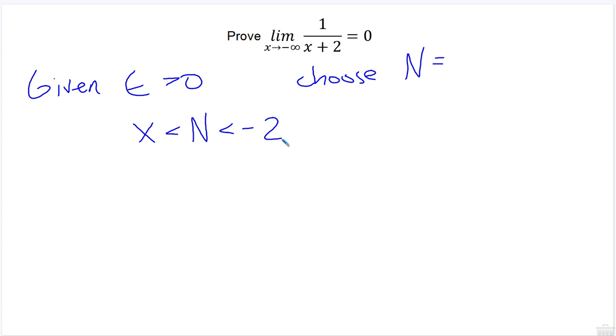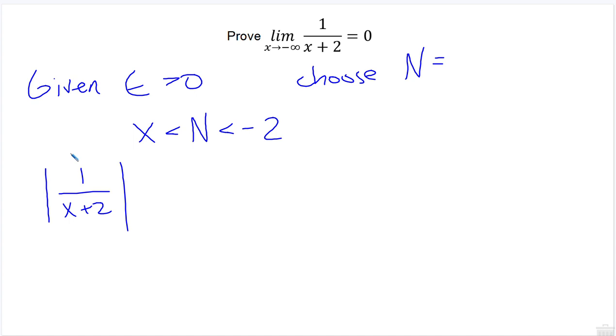And the reason I'm picking negative 2 is because I need to deal with 1 over x plus 2 inside of an absolute value. If I know that I'm less than negative 2, then the thing inside of here is always going to be negative. If I was only less than 0, then sometimes the thing inside of here is still positive.